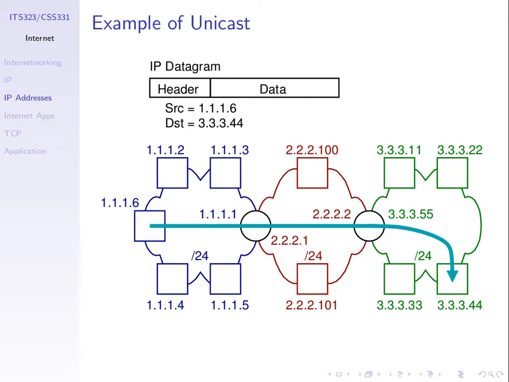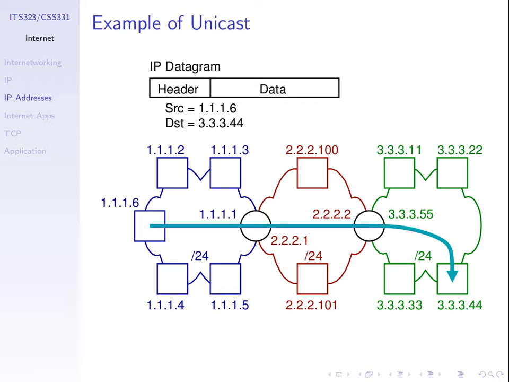Where would my computer send that IP datagram? Well, the picture shows us it would send to this first router. Why send there? The routing table would be set up to say, for host 1.1.1.6, if you want to send to anyone in any of the other subnets, the green or the red subnet, the default router you send to is 1.1.1.1. So the routing table would tell my host, if the destination is 3.3.3.44, send to 1.1.1.1. That router would have a routing table saying, if the destination is on subnet 3, the green one, send to next router 2.2.2.2. And this one would say, we are directly attached to the green subnet, send direct to 3.3.3.44.